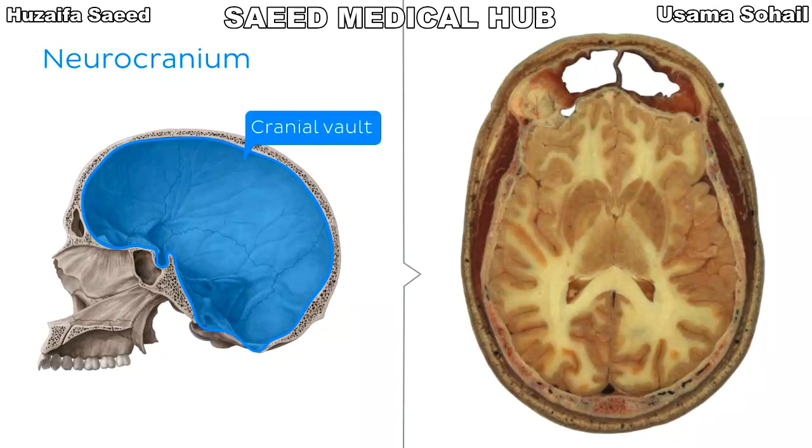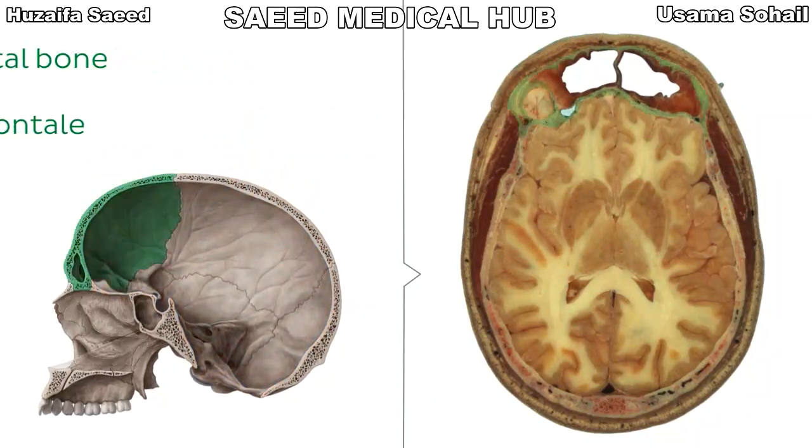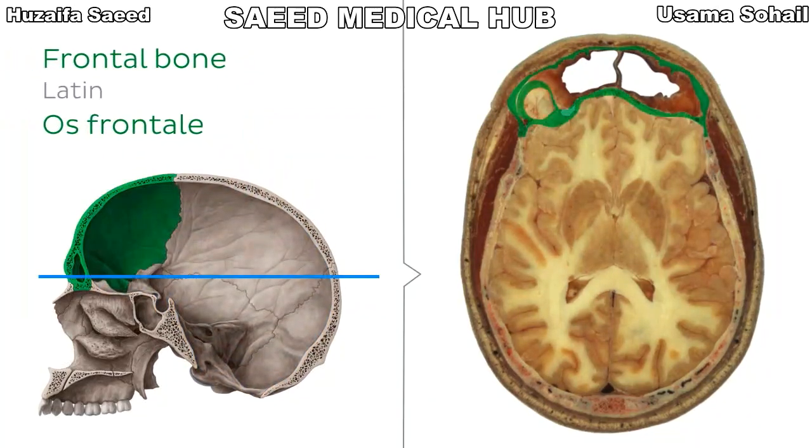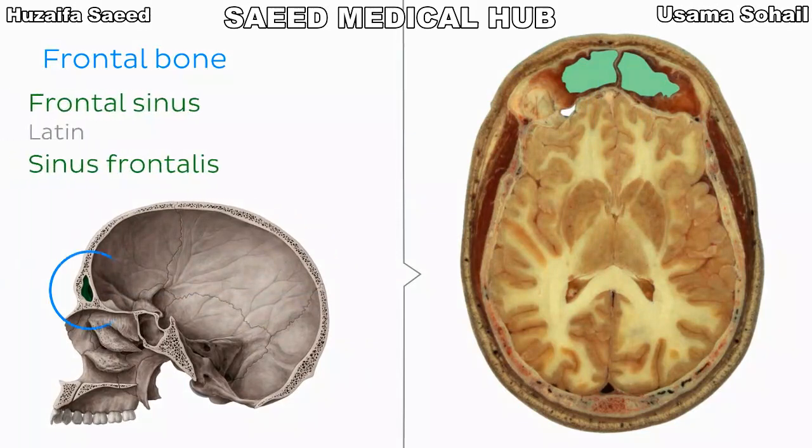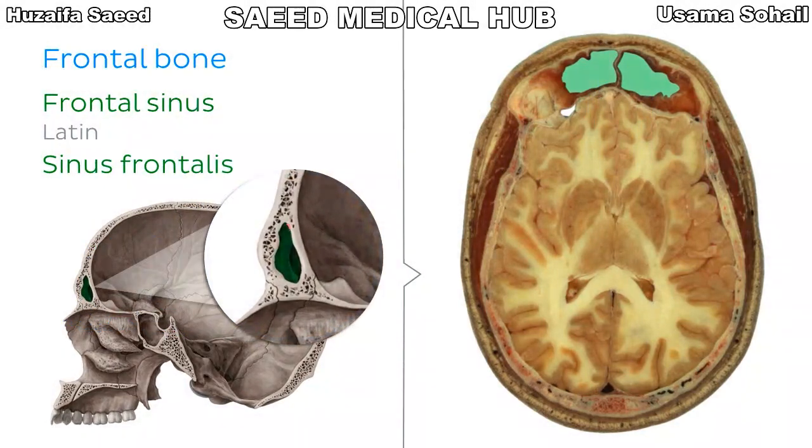The neurocranium is composed of several irregular bones, which form a protective casing around the brain, known as the cranial vault. The first bone that we will look at is the frontal bone, the most anterior of the cranial bones visible in our cross-section, and the bone which forms your forehead. Within the frontal bone, we can see two small air-filled cavities, which are known as the frontal sinuses. These sinuses are lined with mucosa, and they produce fluid which drains to your nasal cavity.